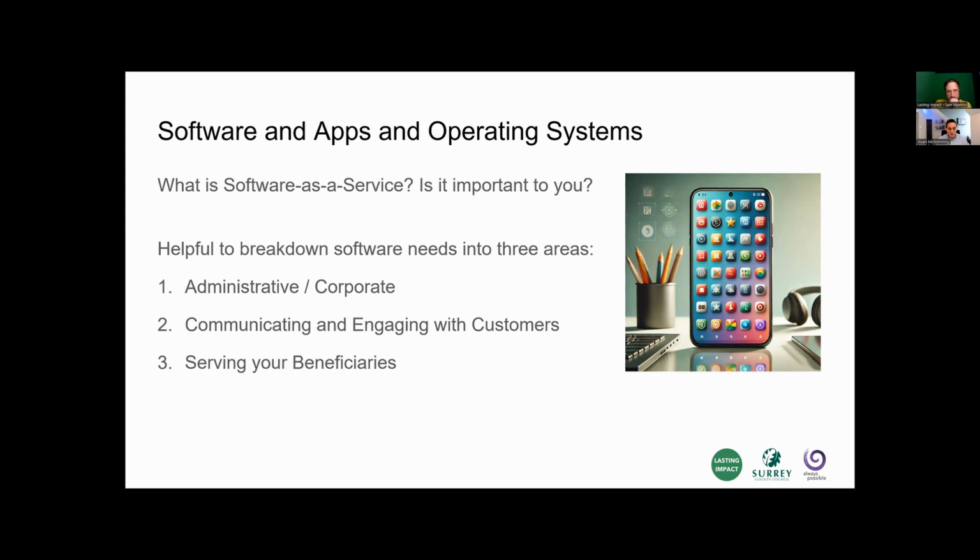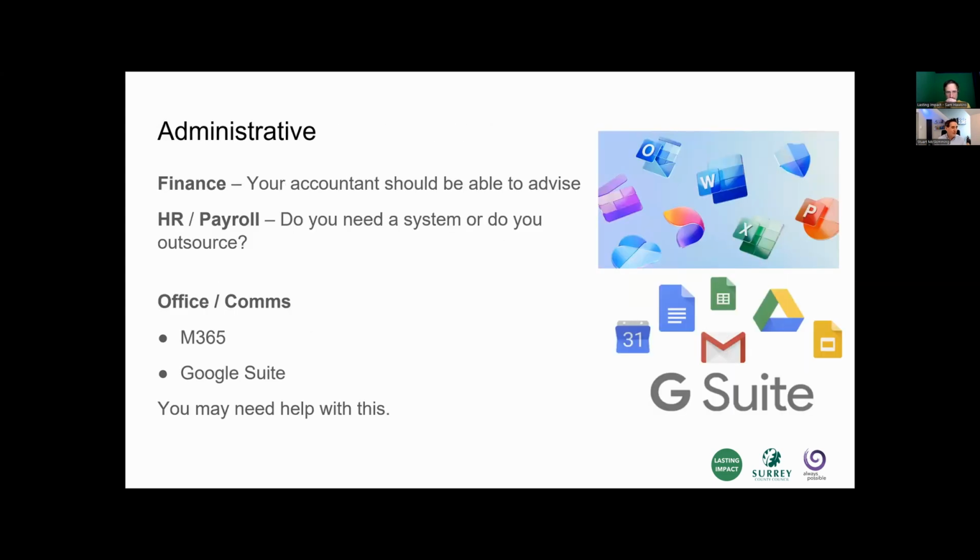Okay, that was software as a service. Now, I'm going to talk to you about the 3 types of software in your organization: administrative corporate software, software for communicating and engaging with your customers, whoever they may be, and software for serving your beneficiaries. Hopefully, you're thinking this is something like the operating models I was talking about, and that is very much intentional, because the software you have will match your operating model, and it's really helpful to break it down into those 3 areas. Let's start with administrative.